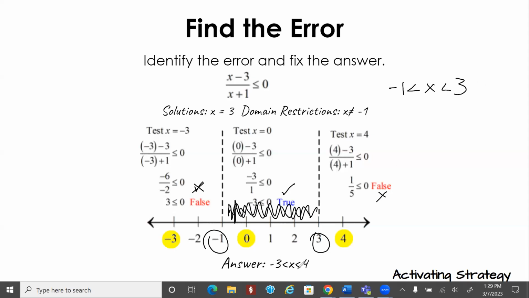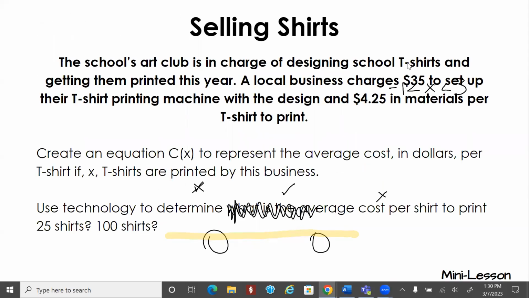What they said down here at the bottom was that negative 3 to 4 all work. That's what they're saying. And that's not true, right? Okay, so let's go ahead and take a look at the next one.